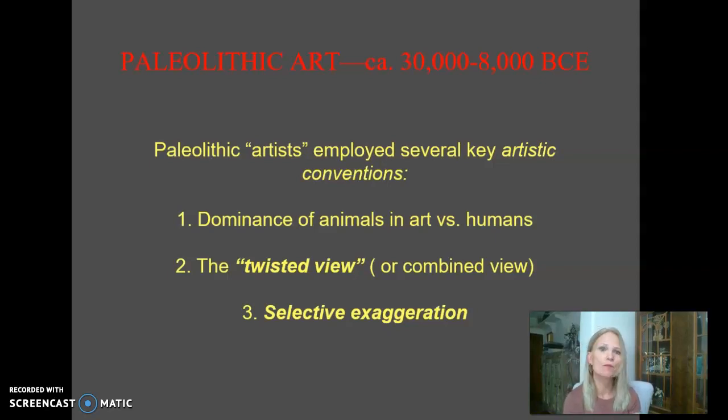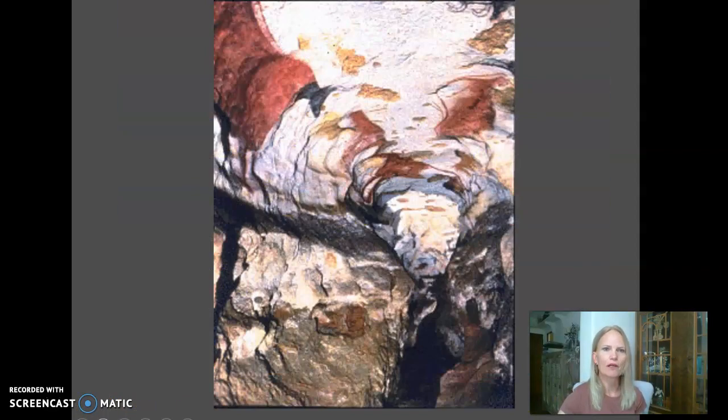The second thing to keep in mind that we'll meet in this discussion is something called the twisted view or combined view. I'll show you what I'm talking about. That helps recognition of what you're looking at. And then the third concept is something called selective exaggeration. That will apply to a little statuette we're going to take a look at in the content page that follows this mini lecture that I'm presenting right now. But those are three concepts to keep in mind with Paleolithic art.